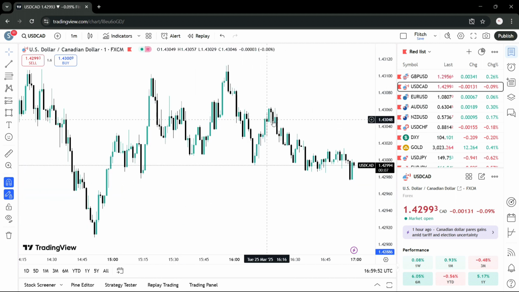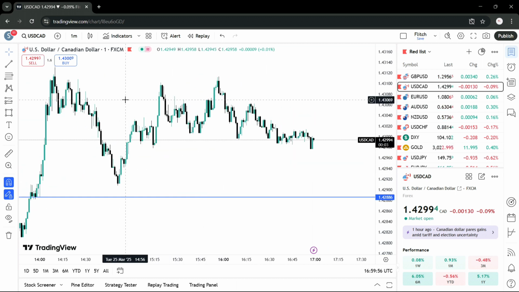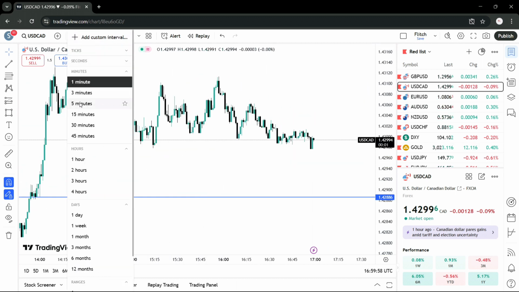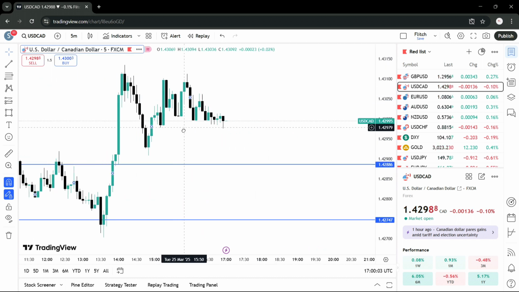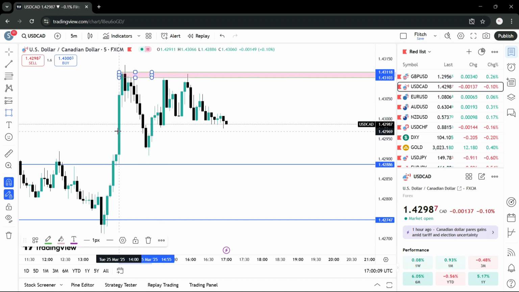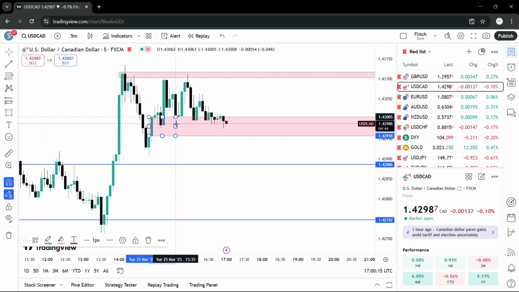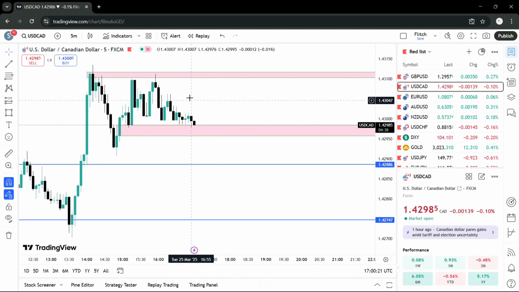Moving to the 1 minute chart, and not very clear. 5 minutes. Okay, I think this is a bit better, and we can mark out our zones, pay attention to the support and resistance zone. Okay, so that is it.